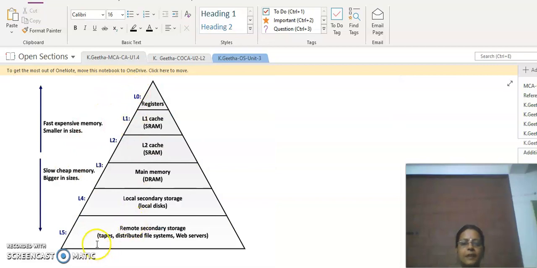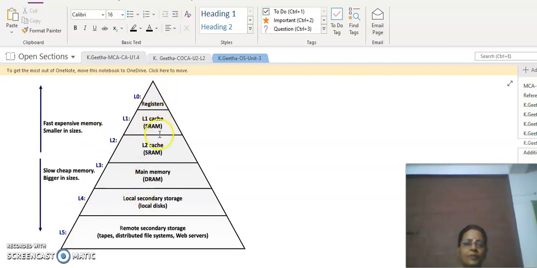The same levels can be identified in this diagram here in a different way. So we have the registers and then cache, L1 cache and L2 cache, which are made up of static RAM, and then we have the main memory, which comprises dynamic random access memory devices. Then we have some local secondary storage, otherwise referred to as a local disk, and we can also go for remote storage like cloud systems, tapes, distributed file systems and web servers. These levels are numbered L0, L1, L2, L3, L4, and L5. And if we observe these levels, what features are available in them?